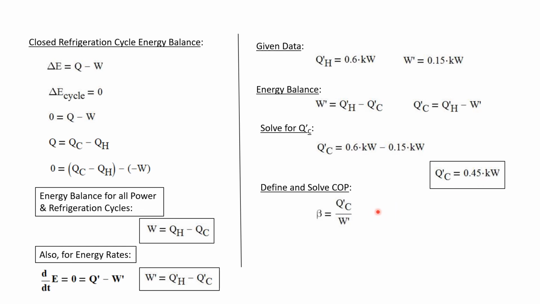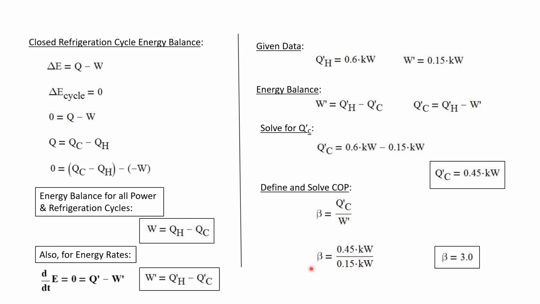Let's look at the coefficient of performance. For refrigeration cycles, we like to use beta as our symbol for the coefficient of performance. And the COP is simply what we want to get divided by what it costs us to get it. Well, what we want is the rate of cooling from the refrigerated space. Well, that's Q dot C. And what it costs us to get it is the power input to the refrigeration cycle.